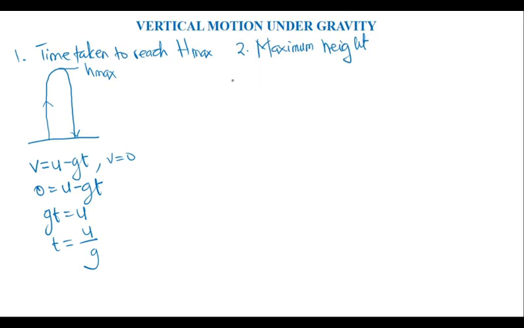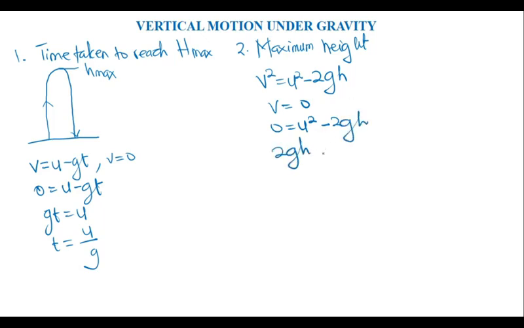So for the maximum height reached by the body, we use the formula V squared is equal to U squared minus 2gh. Now we know the final velocity is still equal to 0. So we say 0 is equal to U squared minus 2gh. Bringing 2gh across the equal to sign, we have 2gh equal to U squared. So we divide both sides by 2g, and we have our maximum height, H max, equal to the initial velocity squared divided by twice the gravity.